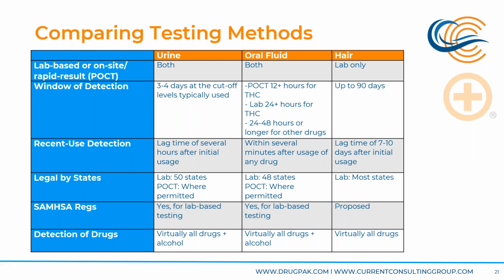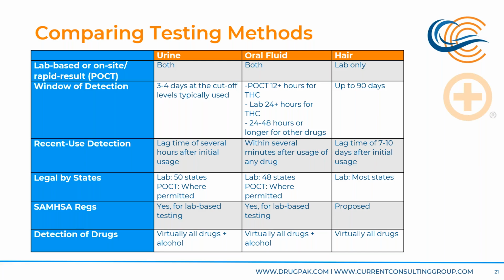Now, with oral fluid, a lot depends on whether it's a lab-based test or a point of collection rapid test, and whether it's marijuana or some other drug. So, for example, with a rapid result or POCT oral fluid test, you're looking somewhere in the range of about 12 hours for marijuana, THC. If it's lab-based, you're looking at 24 hours, maybe a little longer for THC. So a lot depends on whether it's a rapid test or a lab-based test. And then about 24 to 48 hours for other drugs, again depending on the cutoff levels that your lab is using.